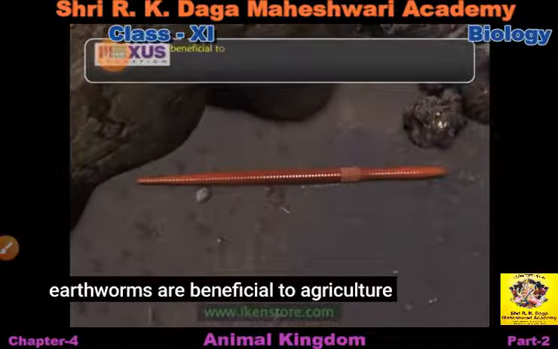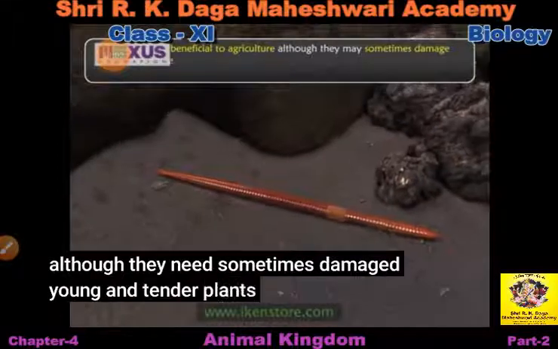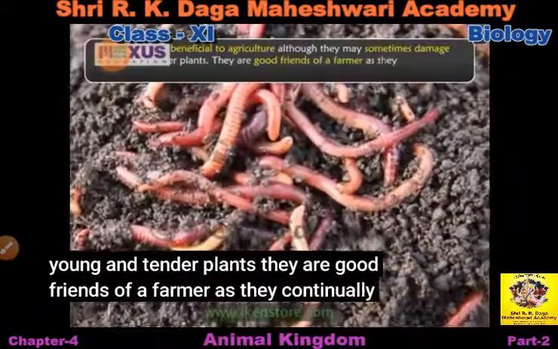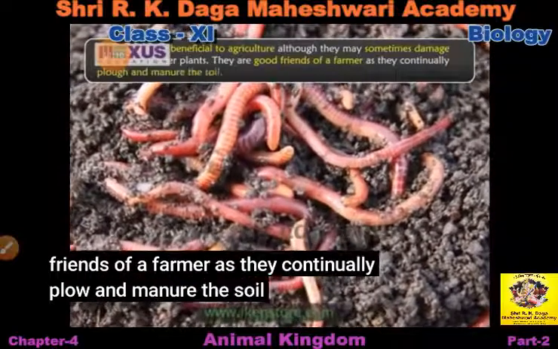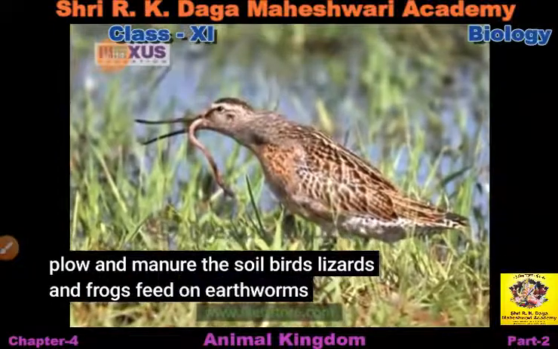Earthworms are beneficial to agriculture, although they may sometimes damage young and tender plants. They are good friends of a farmer as they continually plow and manure the soil. Birds, lizards, and frogs feed on earthworms.